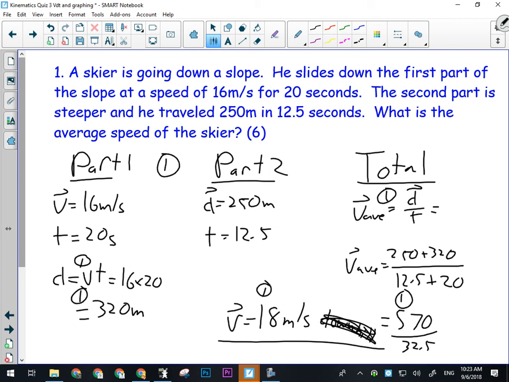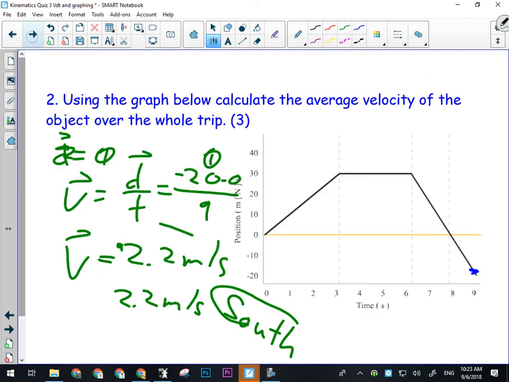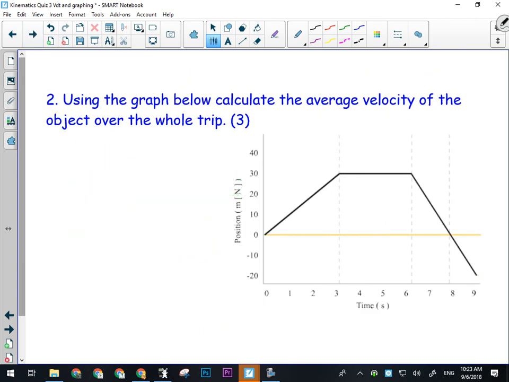Now we'll have a look at number 2. It's a position versus time graph, so there's actually very little work here. All we have to do is find the total displacement and the total time, which we can read right off the graph. Average velocity is total displacement over total time. They can have a mark for that, because hopefully that's in there somewhere. We had to read 2 numbers off the graph. The total displacement is -20. The total time is 9 seconds. They can have a mark for that.